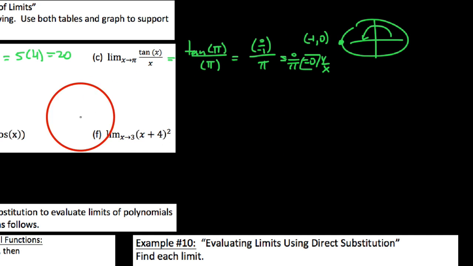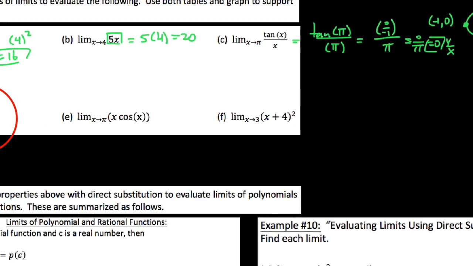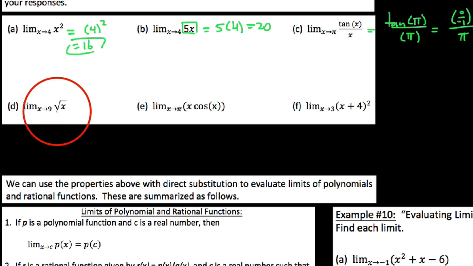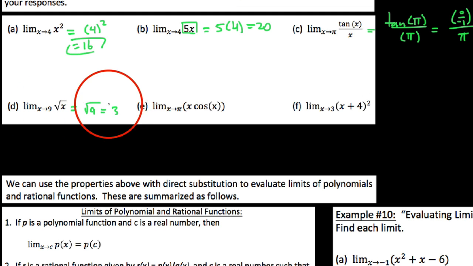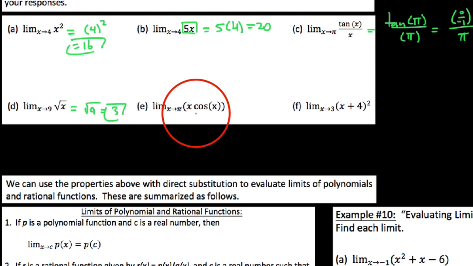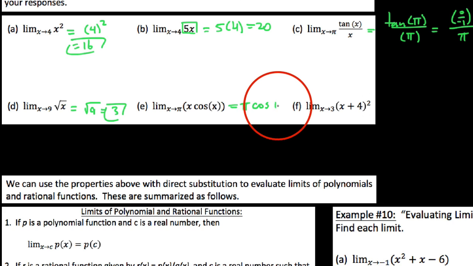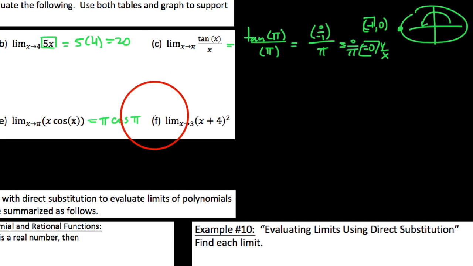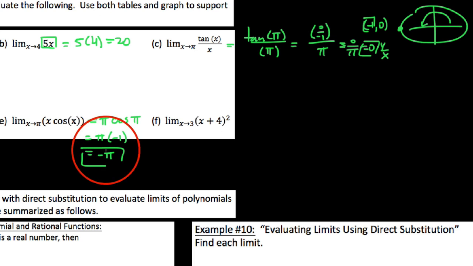And again, this would be really easy for us to support with a table or a graph. Now looking at letter D, the limit of the square root of x as x gets close to 9, we'll just say is the square root of 9, so our function approaches a height of 3 there. The limit of x times the cosine of x as x gets close to pi, we could say is pi in for our x times the cosine of pi. And the cosine of pi is negative 1, so we really get pi times negative 1. So our function would be getting close to a y value of negative pi as our x value gets close to pi from either side.